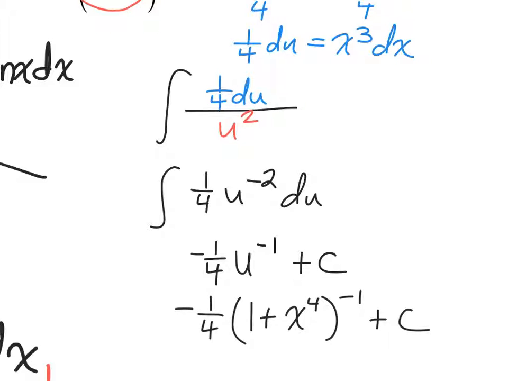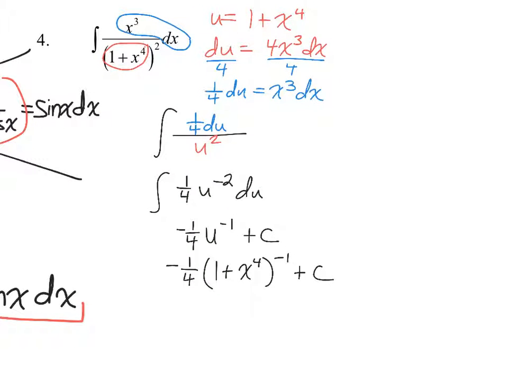All right. I'm not overly concerned with the appearance of your final answer. Whatever form it takes is not really important to me, as long as it's equivalent to the correct antiderivative. So if you were to write this as negative 1/4 times the quantity 1 plus x to the 4th, that's the same thing. Or negative 1 over 4 plus 4x to the 4th, same thing. It doesn't really matter.